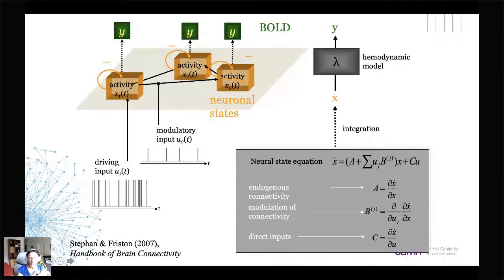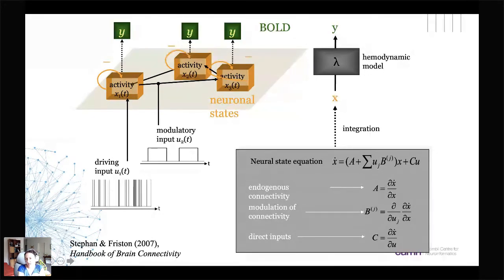So to summarize, we have these three components: endogenous connectivity, modulation of that connectivity, and direct inputs. So in other words, we model how regions interact given priors governed by their anatomical connectivity. So we have three ingredients that map onto three matrices. A, the endogenous connections between the areas that are present based on anatomical knowledge. B, the contextual modulation and the timing of that. And C, the inputs that are driving the network.